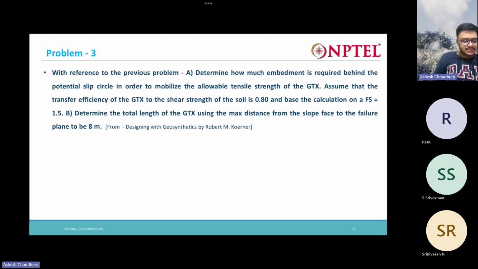Okay, now let us see this problem. This is pretty easy. You should be able to do it by yourselves. It's very easy, a very simple problem.